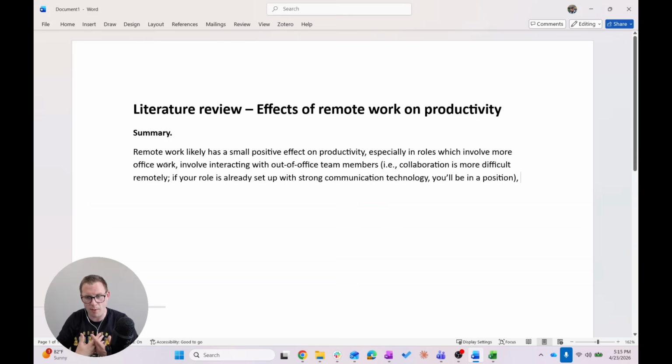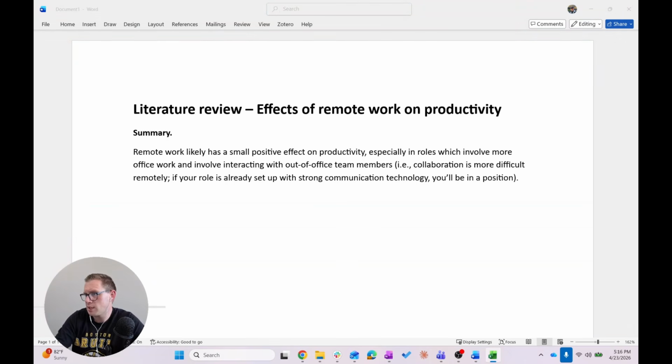This is where I'm almost writing out key findings and trying to assign certain levels of confidence to each. So, remote work likely, already sort of caveating, has a small positive effect on productivity, especially involving out-of-office team members. I'll stop there. And then what I want to do is go back into my notes and ask, are there any other specific areas where this really seems to be the case, like preference for home working, minutes per shift, calls per minute among those who switch their work location when given the choice after self-selection.